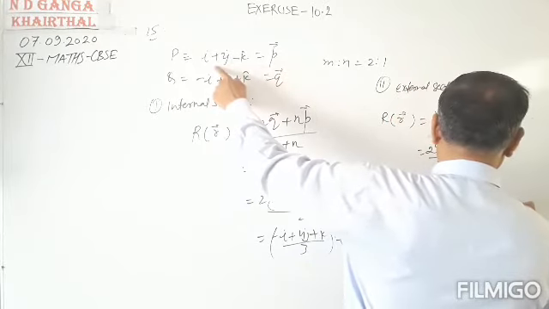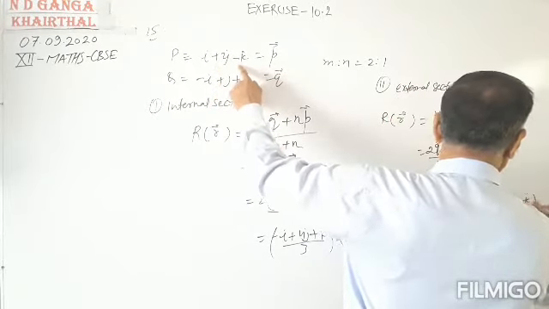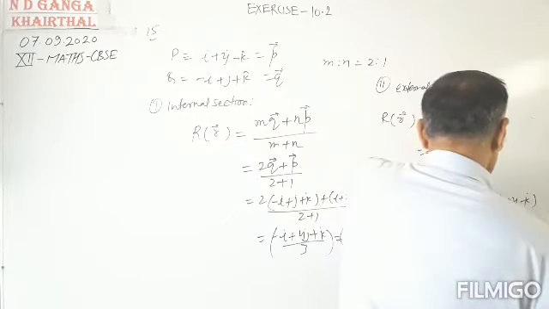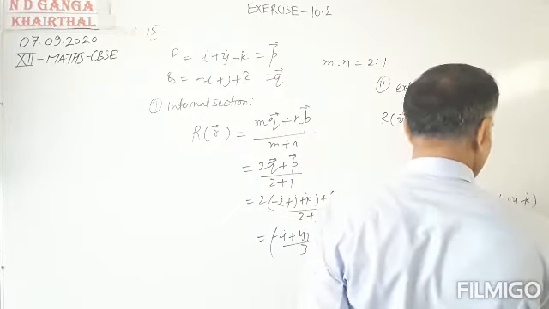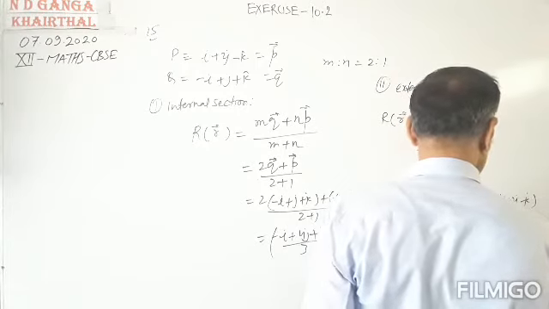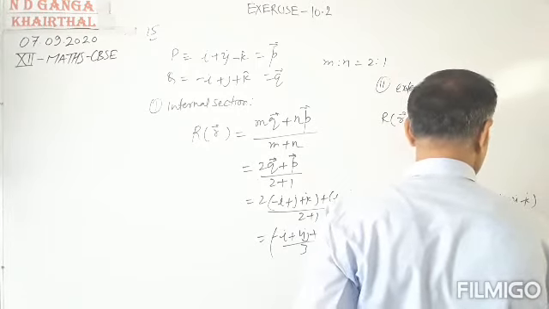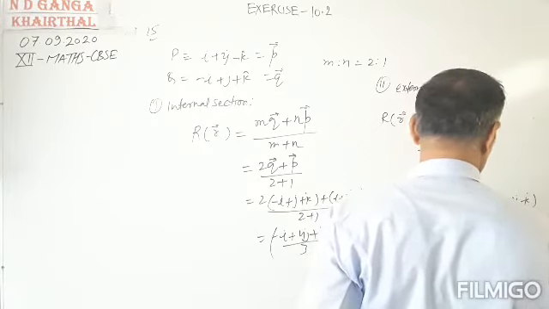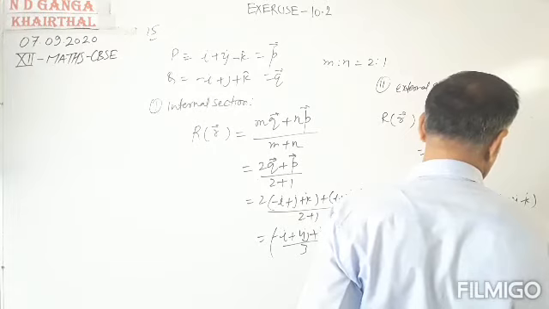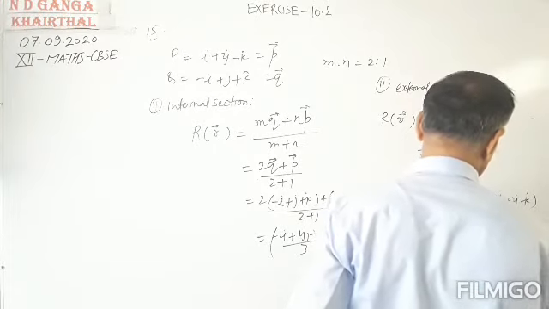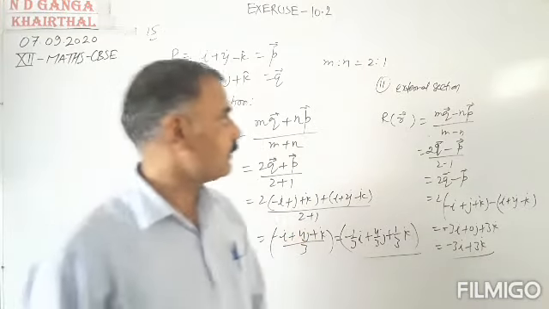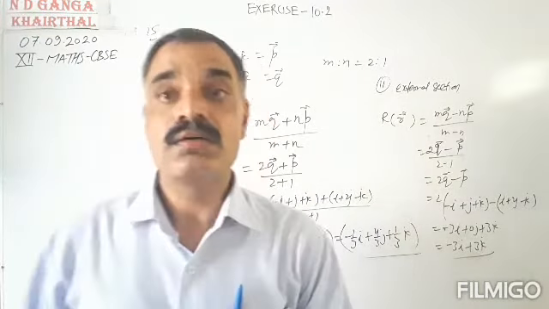2j cap minus k cap, and this is equal to minus 2i. After solving this, we will have minus 2i minus i, minus 3i, plus 2j minus 2j, 0j, and plus 2k plus k, plus 3k cap. Okay, so this is equal to minus 3i cap plus 3k cap. This is the position vector of point R when it is the external section.